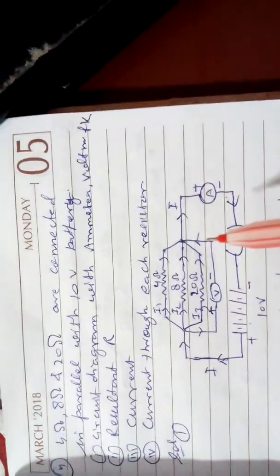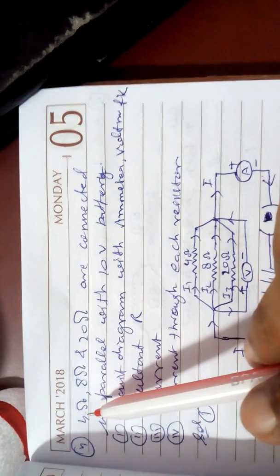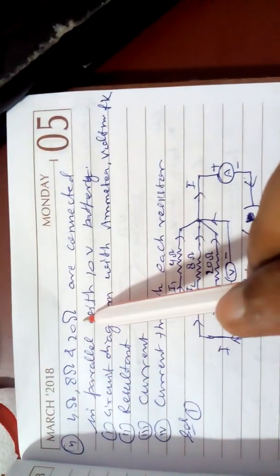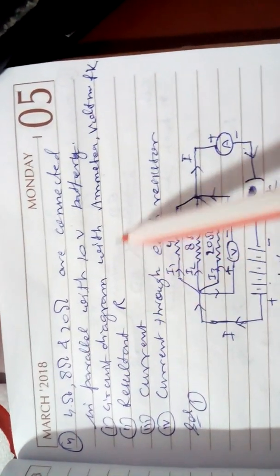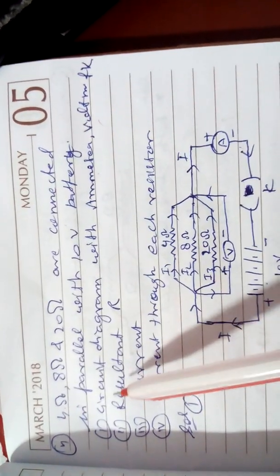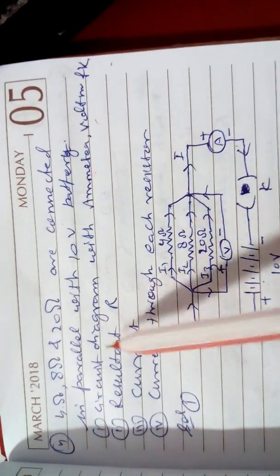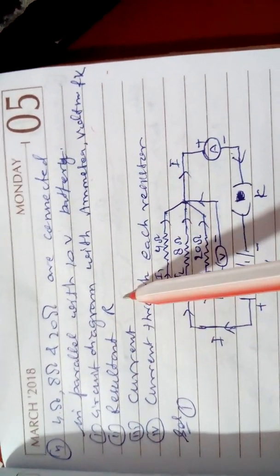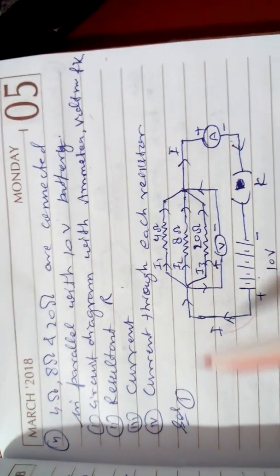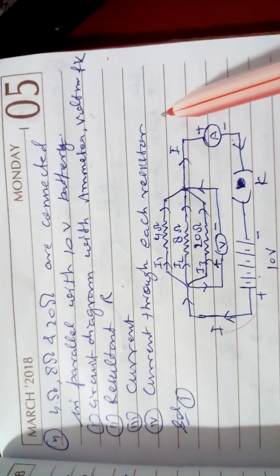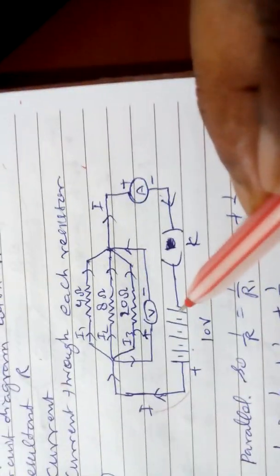I have written here, you see in the next question, 4 ohm, 8 ohm, 20 ohm are connected in parallel with a 10 volt battery. Draw the circuit diagram with ammeter, voltmeter, and the key. Second, find out the resultant resistance, and also find out the current through the circuit and the current through each resistor, because in parallel the current is distributing.